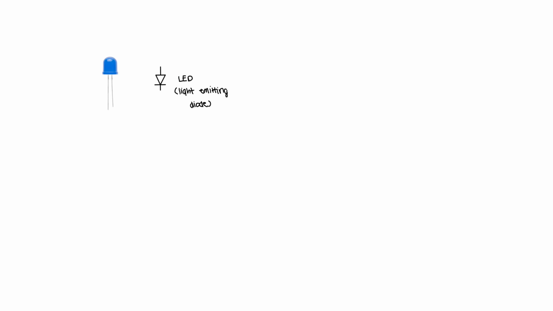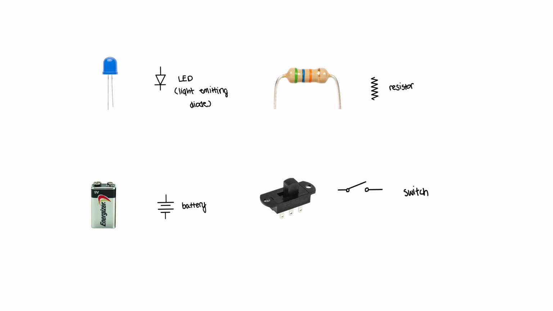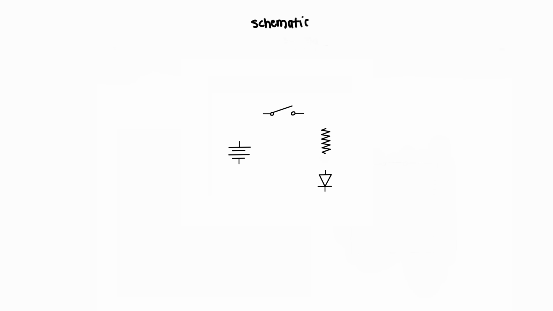Start by making a schematic, which is a diagram that lays out the components of your circuit. Familiarize yourself with the schematic symbols for an LED, battery, resistor, and switch. This is an example schematic. Notice how the electricity flows from positive to negative, ending with the LED.